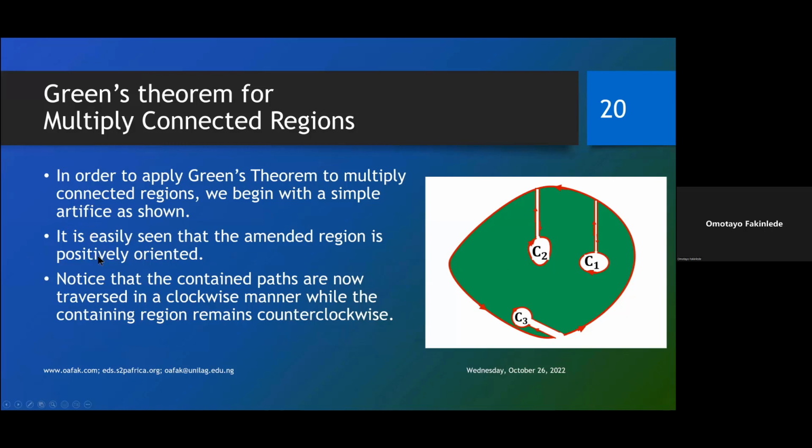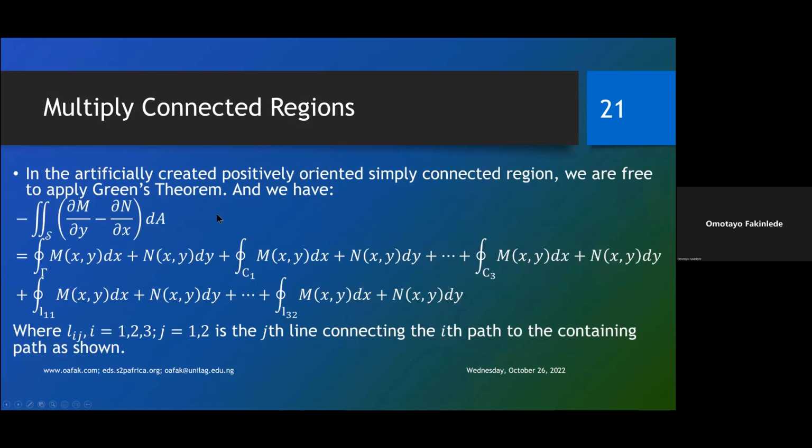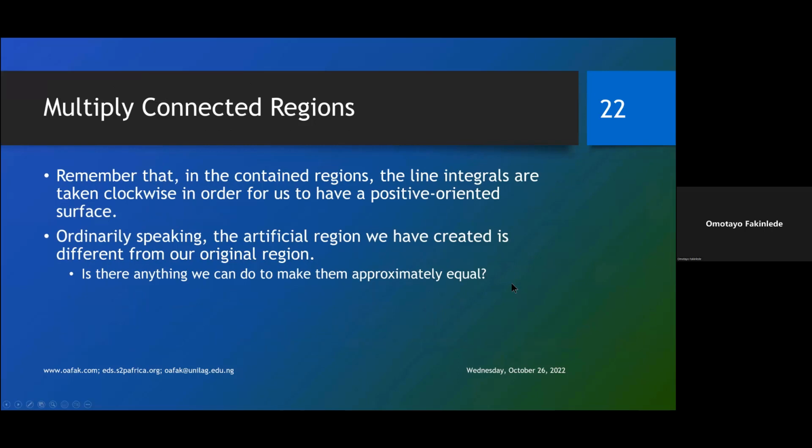And so instead of just a single integral on your right hand side, you are going to get 10 line integrals, where i goes from 1 to 3 and j goes from 1 to 2, the jth line connecting the ith part to the containing part as shown. So you have a complicated result for Green's theorem. Remember that for the contained regions, the line integrals are taken clockwise for us to have a positively oriented surface. Ordinarily speaking, the artificial region we have created is different from our original region. Is there anything we can do to make them approximately equal?